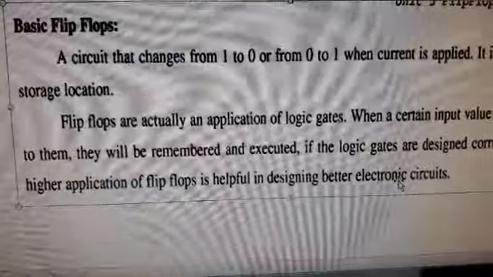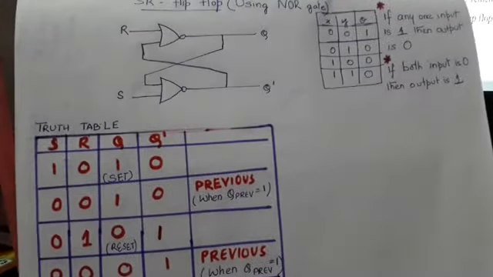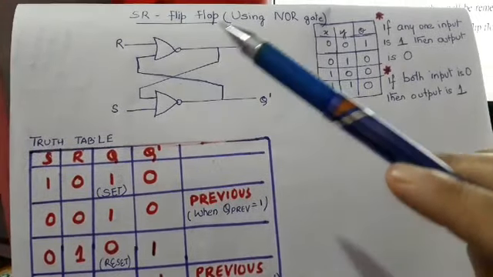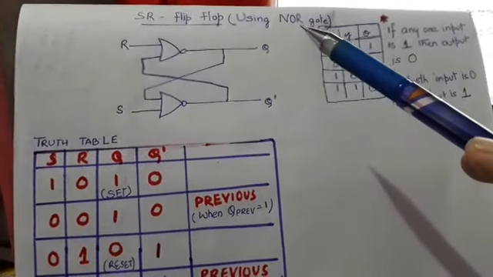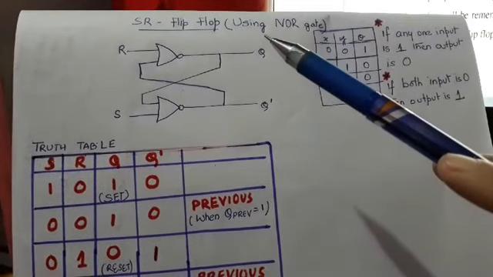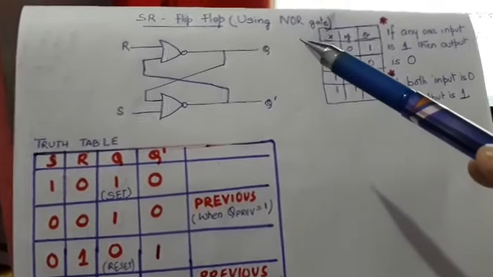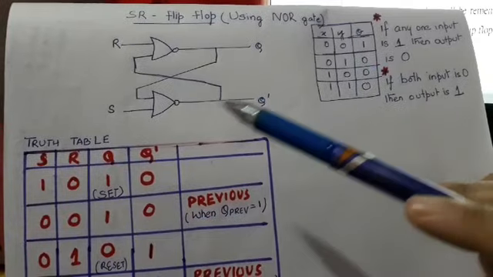Now we'll go inside our first flip-flop, which is the SR flip-flop. Here you'll see this particular diagram. I hope it is clear. Let me take my pointer. My pen is my pointer here. Here we have the circuit diagram, and this flip-flop is designed with the help of NOR gates. There is another implementation also, using NAND gates. Let us first see it with NOR gates.